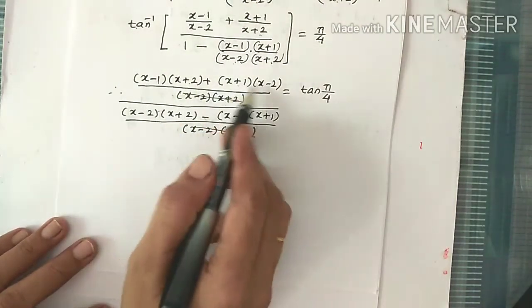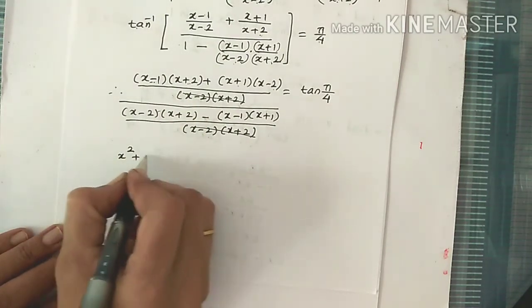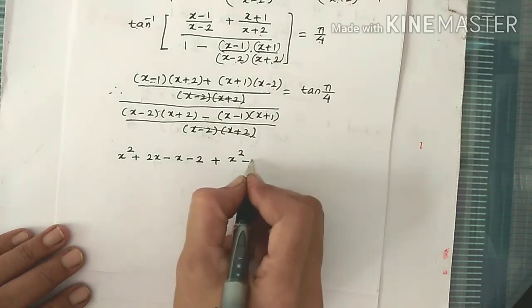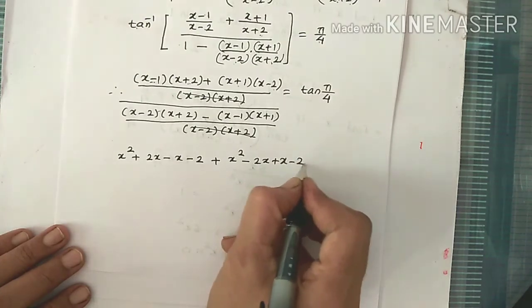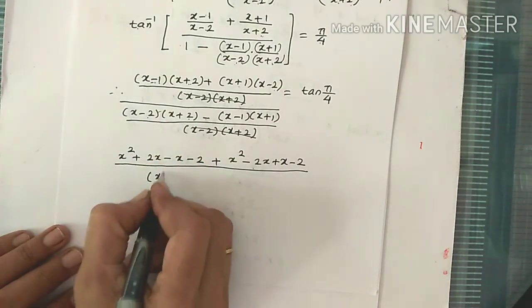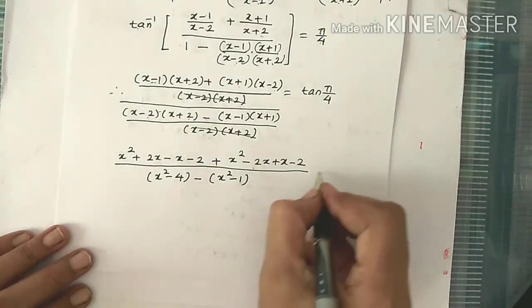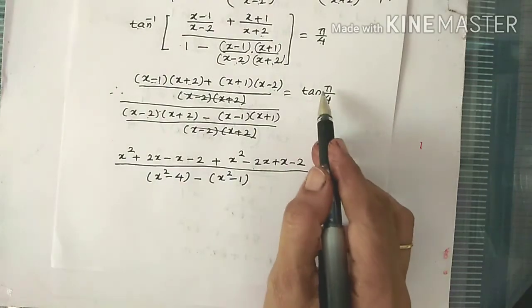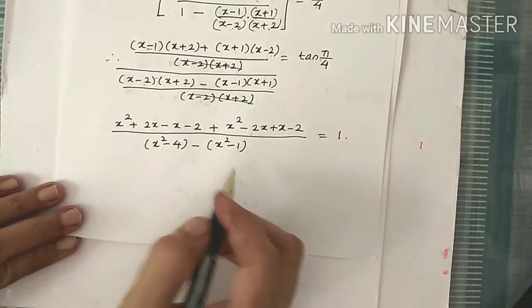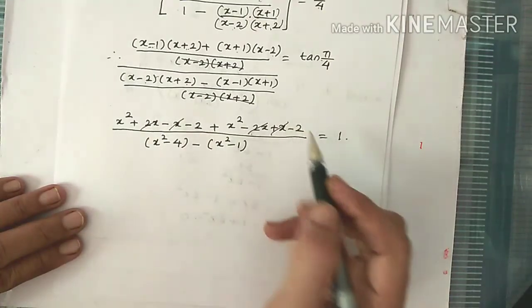Now let's multiply these terms. The product of these two terms is x square plus 2x minus x minus 2. Here we have x square minus 2x plus x minus 2, divided by (x minus 2) into (x plus 2), that is x square minus 4, minus (x minus 1) into (x plus 1), that is x square minus 1. And here, substituting the value of tan pi by 4 as 1. Now let's add these terms. So what we have here is 2x minus 2x, so it gets cancelled. Minus x plus x also gets cancelled.